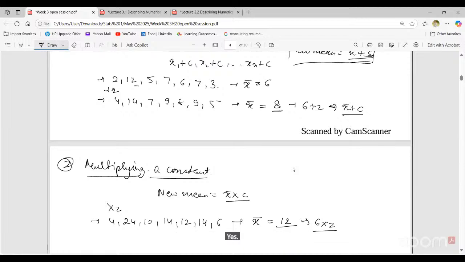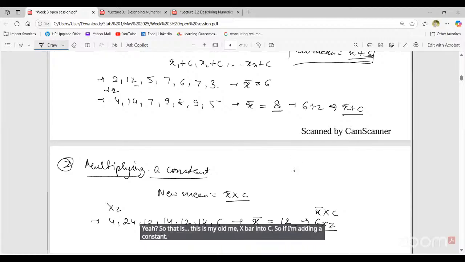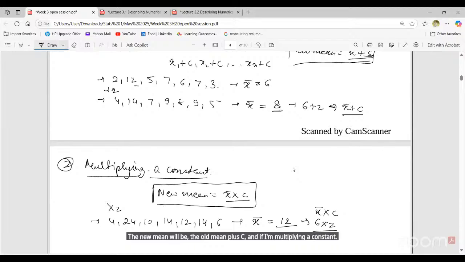Yes, ma'am. So this is my old mean, x bar, into c. If I'm adding a constant, the new mean will be the old mean plus c. And if I'm multiplying by a constant, the new mean will be the old mean into the constant term. Fine?